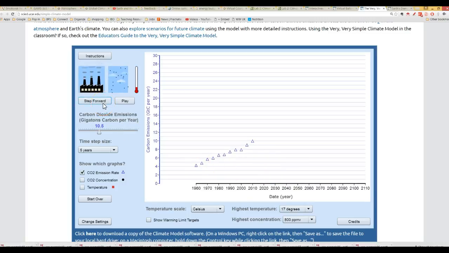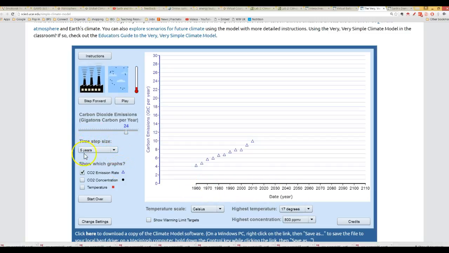Let's see, what can I do here? What's this thing here? This is temperature. So let's see, if I make my carbon dioxide emissions, it looks like I can slide this and make this like really high. Okay, and time step size.